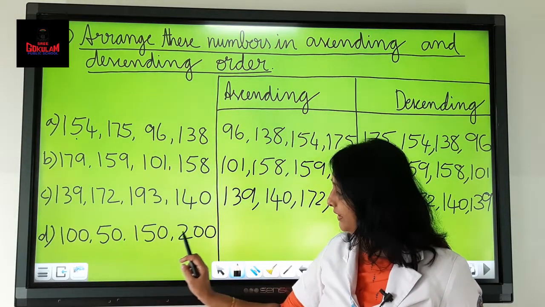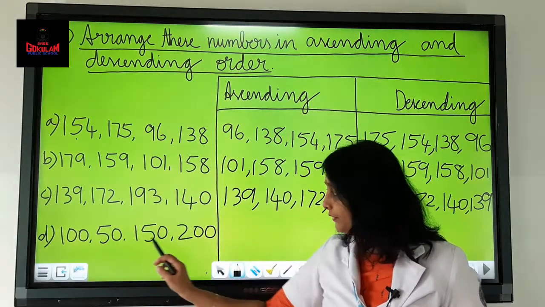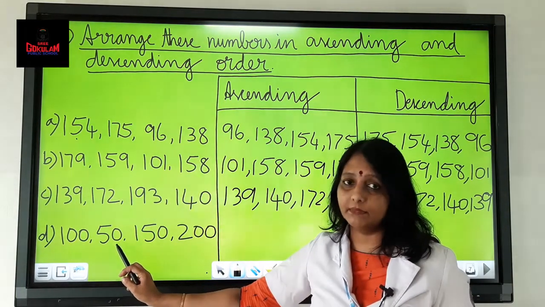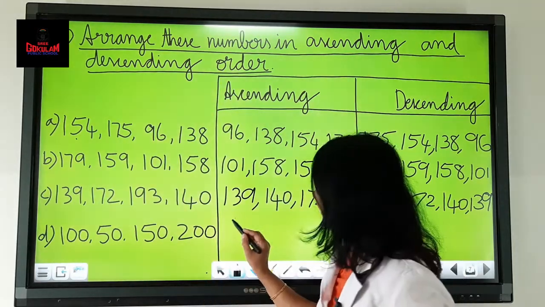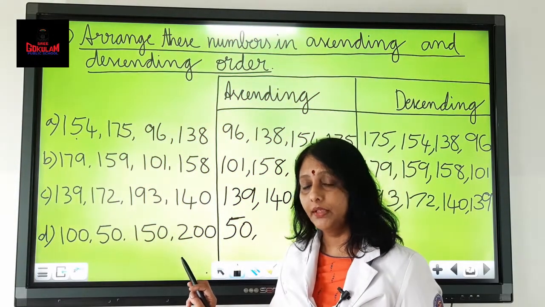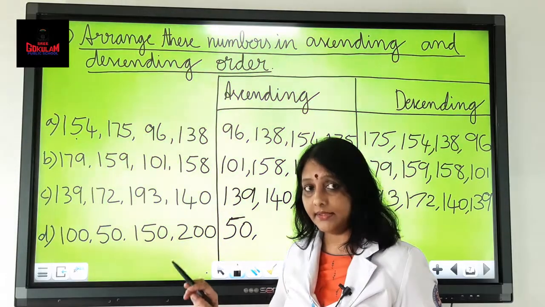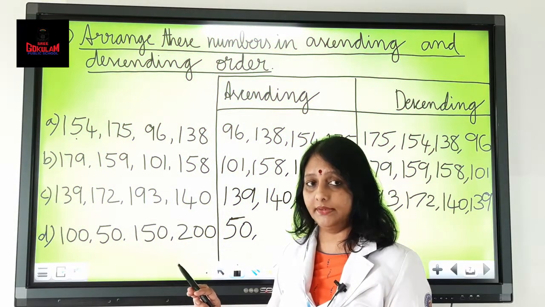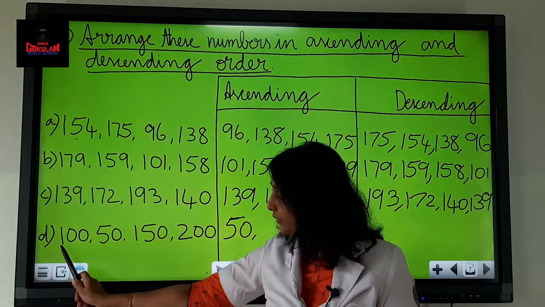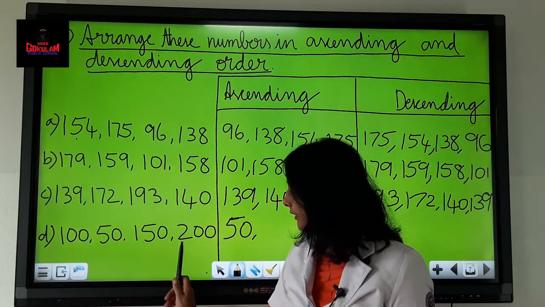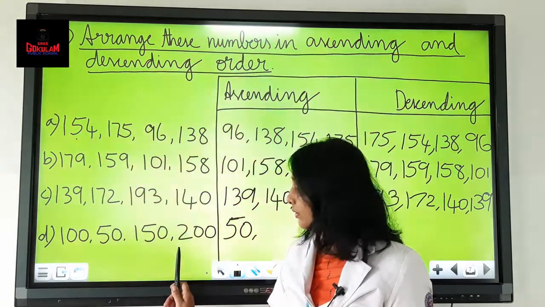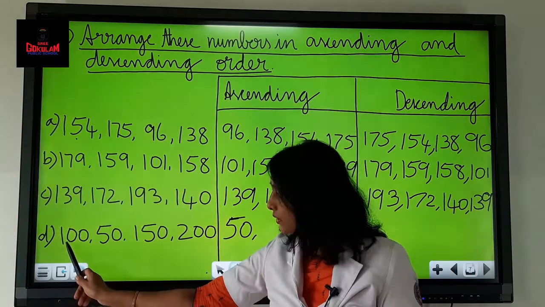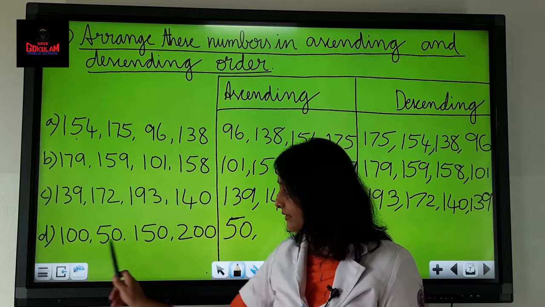Last question. 150, 100, 50, 200. Among these 4 numbers, you see one 2-digit number here. So, this 2-digit number is the smallest one. How do we compare 3-digit numbers? Look at the ones place, tens place and hundreds place. First, we will start by looking at the hundreds place. 1, 1. Here it is 2. So, 1 or 2, which is smaller? 1.